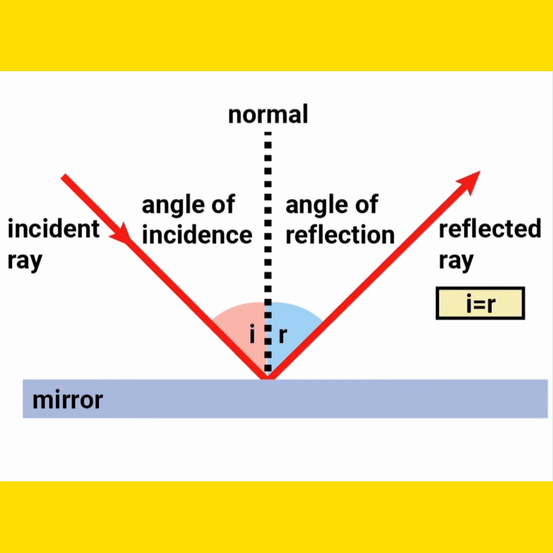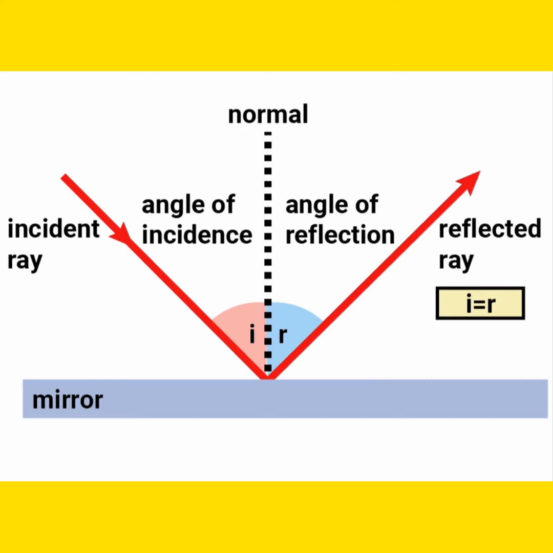So let me repeat the laws of reflection again. Lend your ears to me. First, it states that the incident ray, the normal ray and the reflected ray, all the three rays lie in the same plane. The second law of reflection states that the angle of incidence is always equal to the angle of reflection.